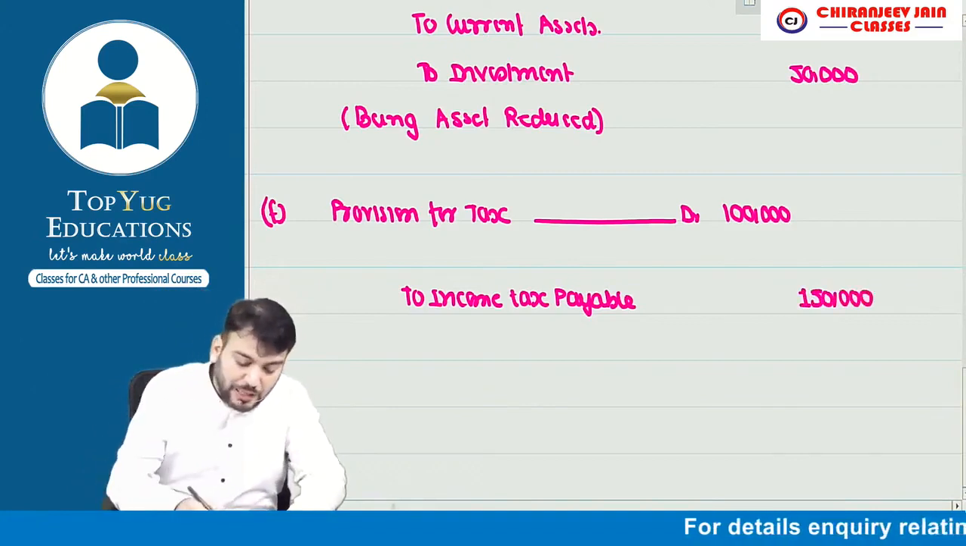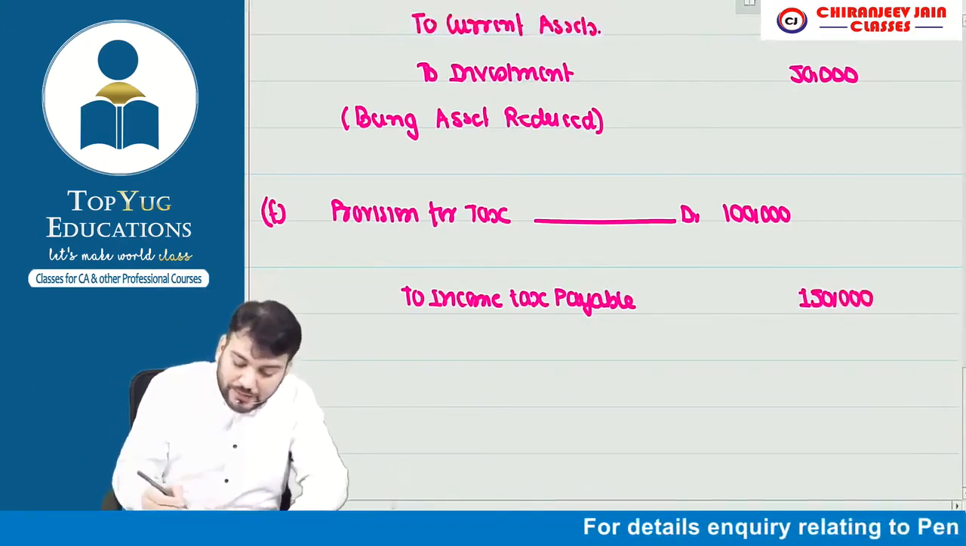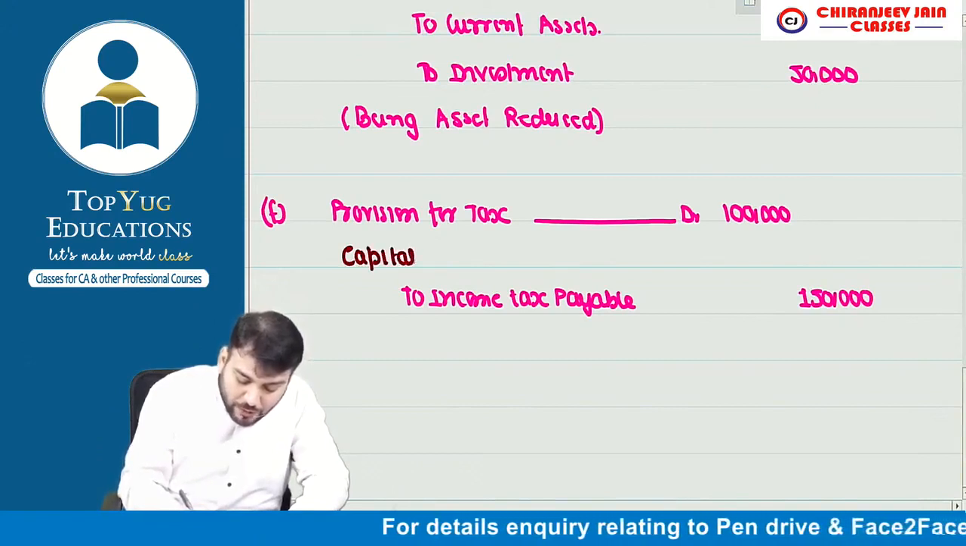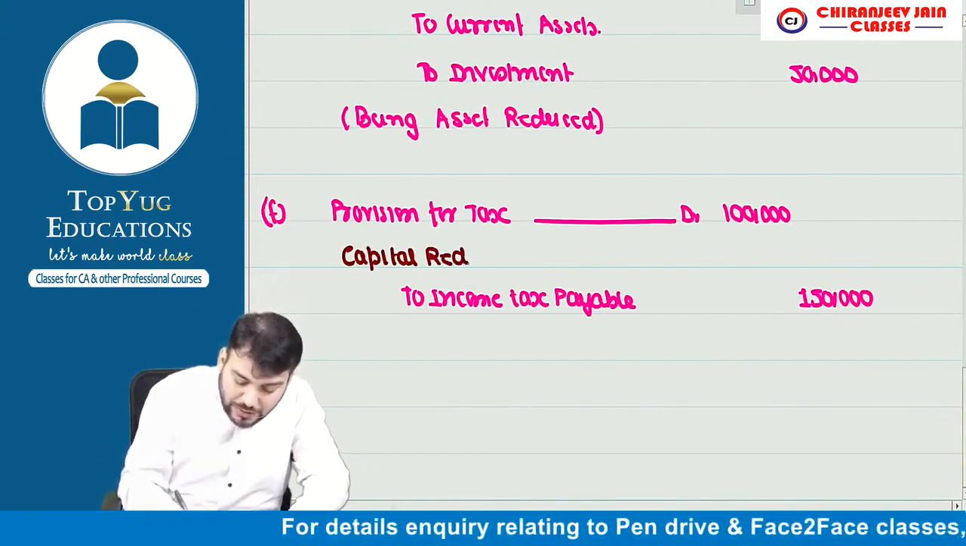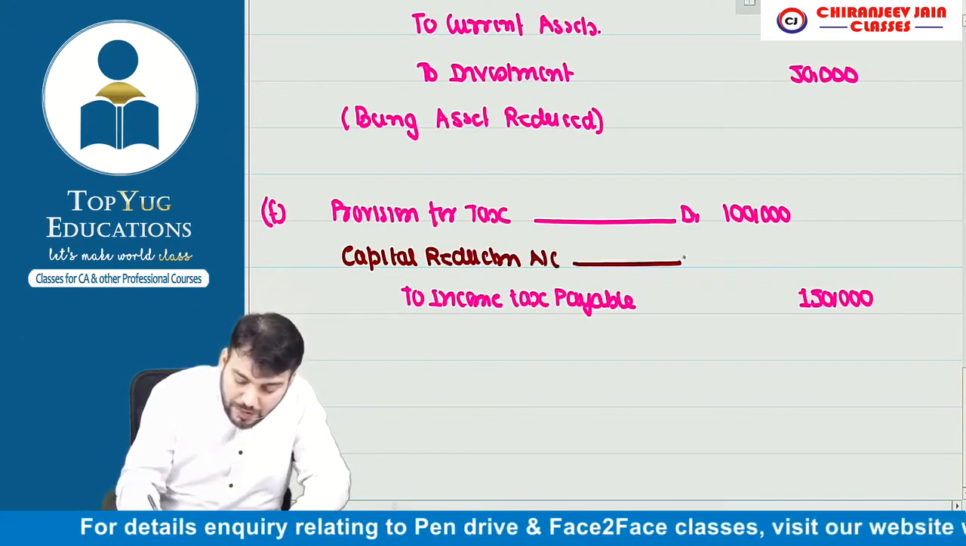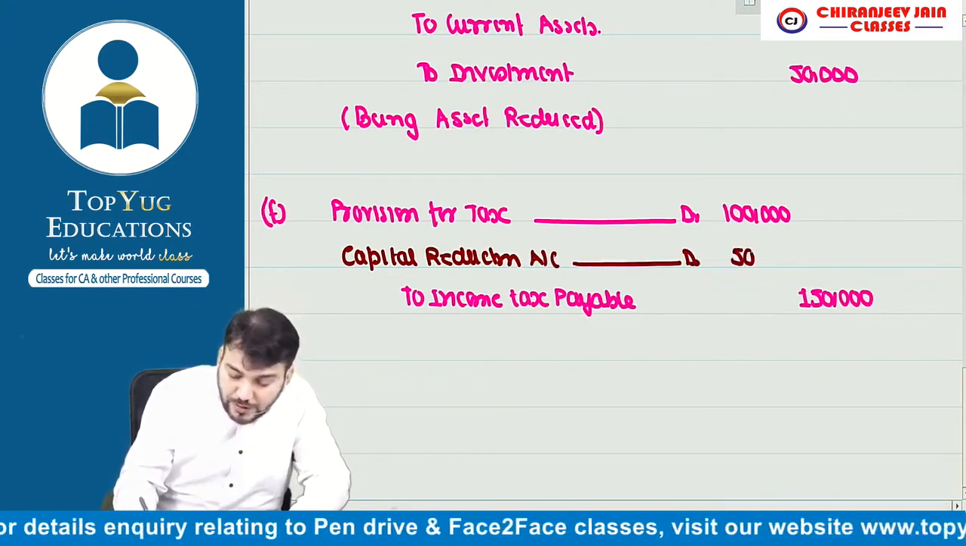1,50,000, and the difference will be transferred to which account? Capital reduction account. So of course the liability will increase, so that will be a loss. Therefore, which account will we debit? Capital reduction account. By how much? 50,000.